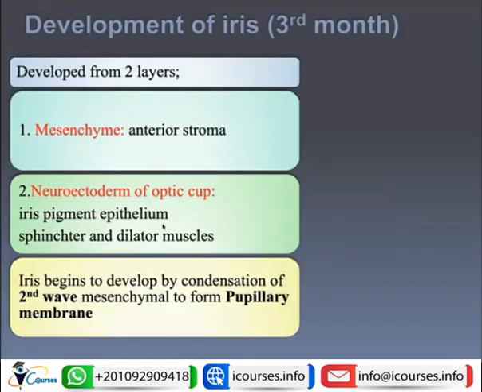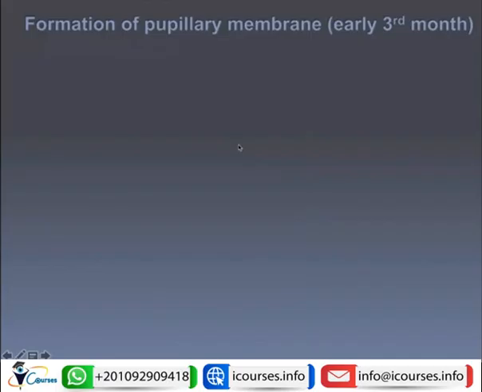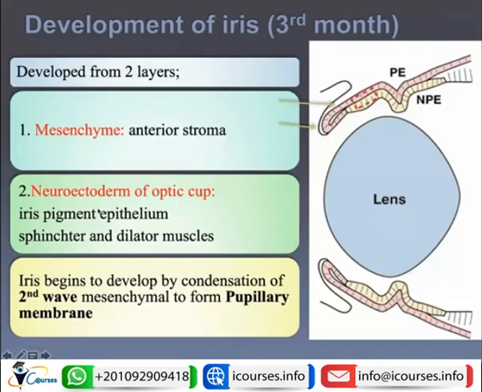Speaking about the development of the iris, it starts developing at the 3rd month. As we mentioned, the distal edge of the developing optic cup, or the neuroectoderm, will form the outer layer and the inner layer. So it will form the pigmented layer and the non-pigmented layer. The pigmented layer will share in the formation of the iris pigment epithelium, while the mesenchyme will form the anterior stroma. So the stroma of the iris will be formed by the mesenchyme, and the neuroectoderm of the optic cup will form the iris pigment epithelium and the sphincter and dilator pupillae muscles.